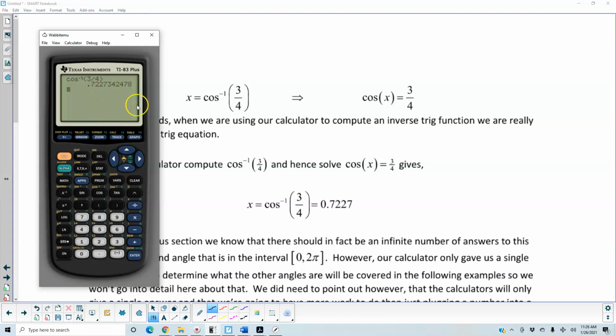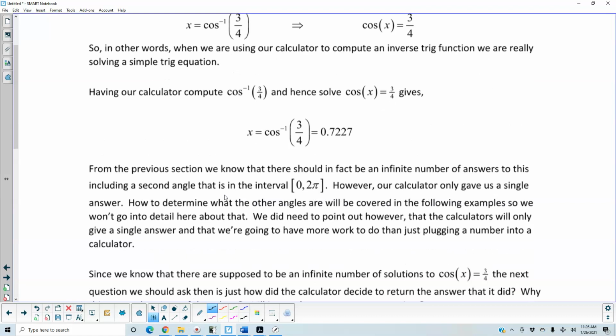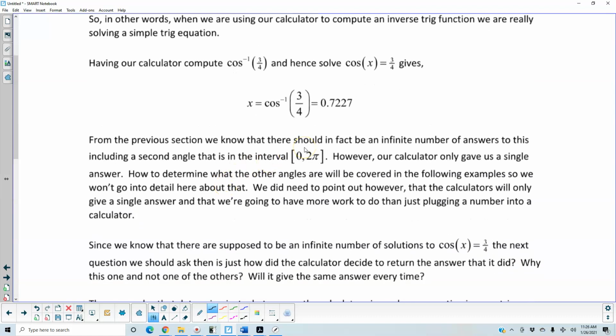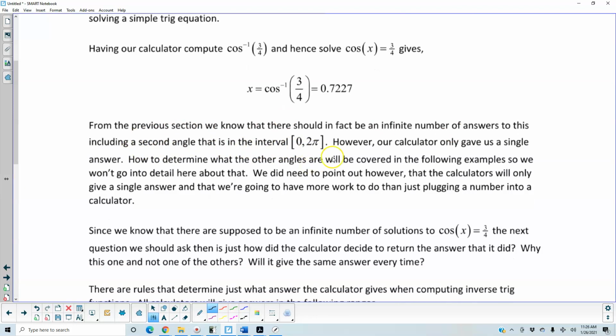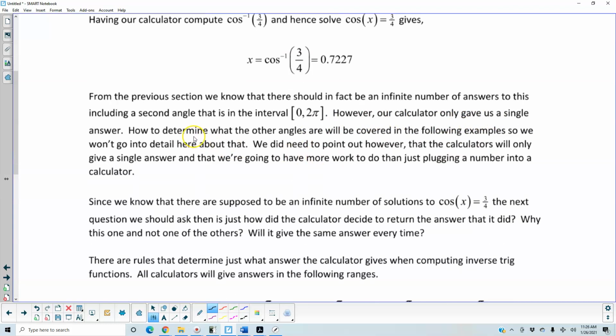get 0.7227. Now, from the previous section, we know that there should in fact be an infinite number of answers to this, including a second angle that is in the interval between 0 and 2 pi. However, our calculator only gives us a single answer. How to determine what the other angles are will be covered in the following examples, so we won't go into detail here about that. We did need to point out, however, that the calculators will only give a single answer and that we're going to have more work to do than just plugging a number into a calculator.